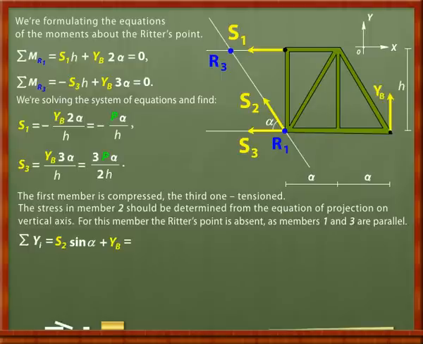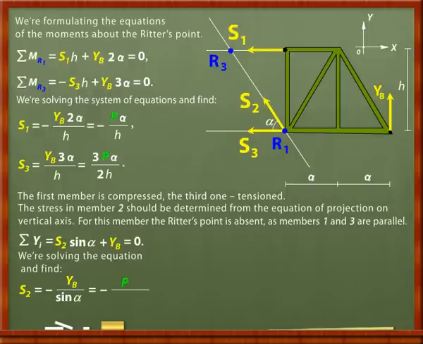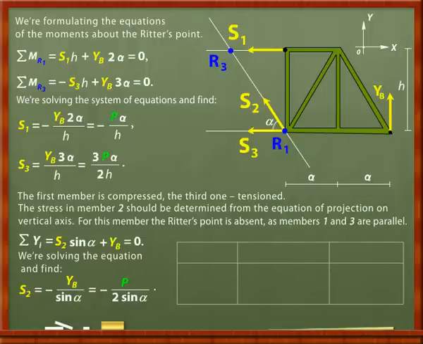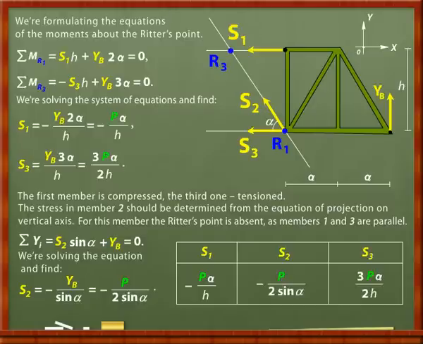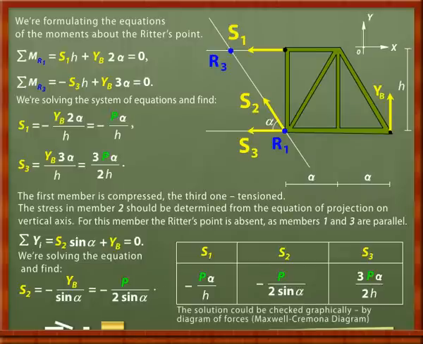Is equal to zero. We're solving the equation and find S2 equals negative YB divided by sinus alpha equals negative P divided by 2 sinus alpha. Obviously, the member is compressed as the stress S2 is less than zero. We're tabulating the result of the calculations. The solution could be checked graphically by diagram of forces, Maxwell-Cremona diagram.